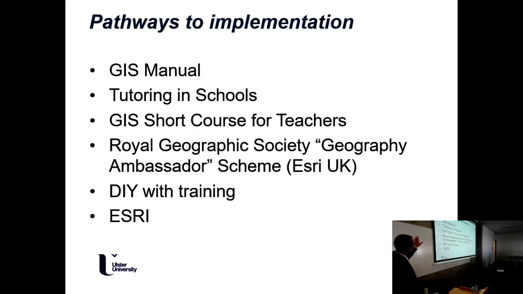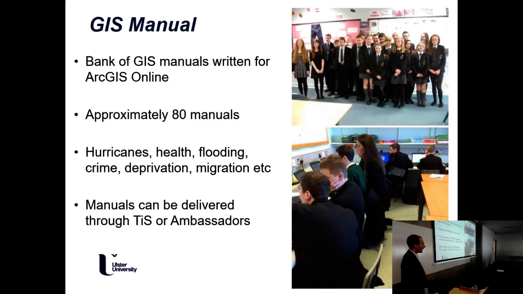These are the 6 things that I'm just going to go through, and I promise I'll be quick. So 6 pathways to implementation. The first one is a GIS manual. Over the last 6 years, our students have gone off in final year and actually created GIS manuals for free that are available to teachers. Those manuals are written, they already exist, they're up online, so they have all the data with them. They're essentially ways by which you can follow a step-by-step guide created by our students to look at a geographical aspect. We have a bank of about 80 manuals.